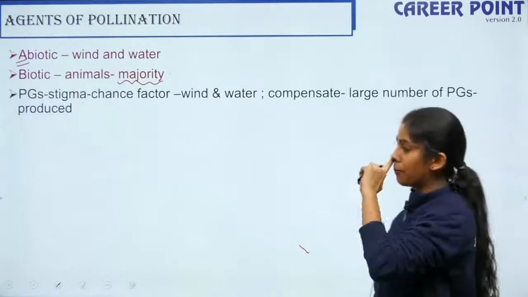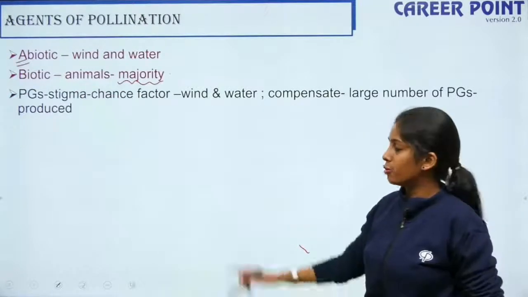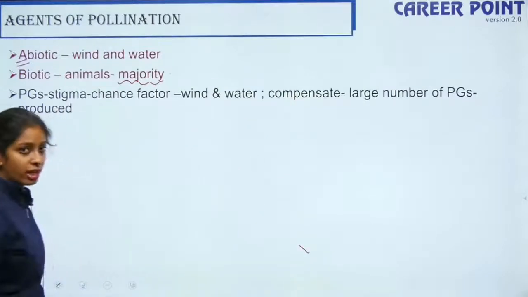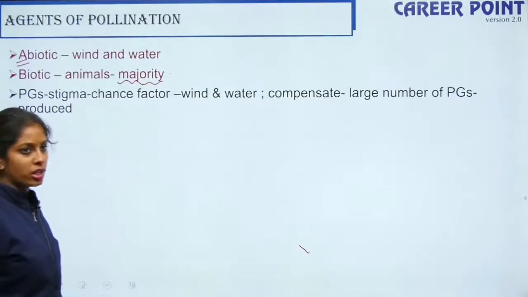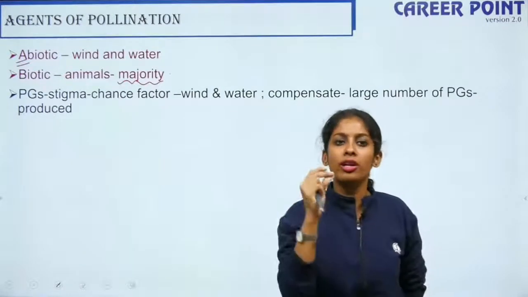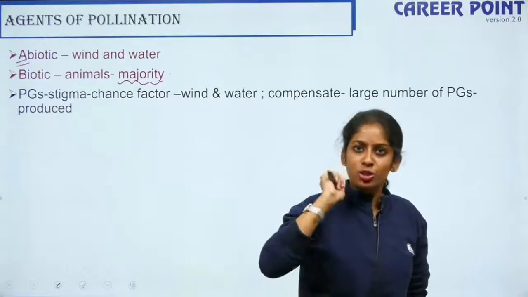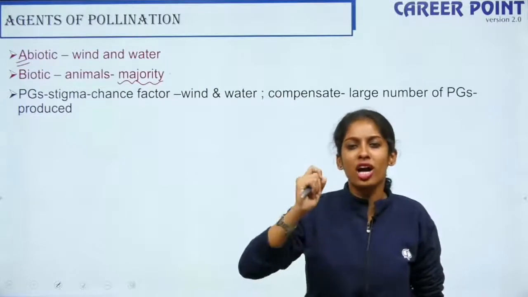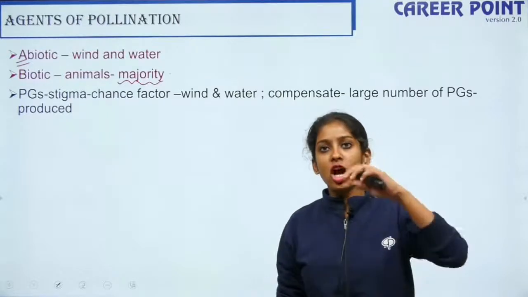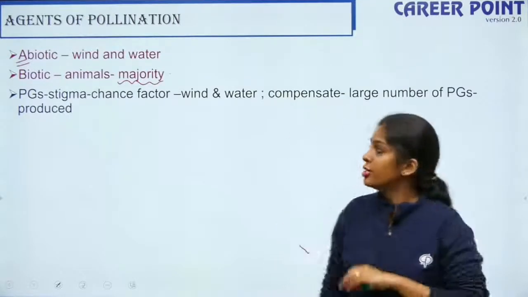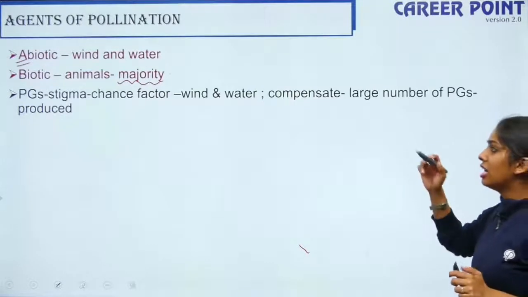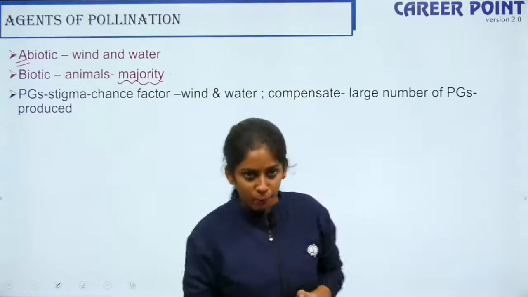Pollen grains have to reach the stigma, and this is a chance factor in case of your wind and water. Wind and water go at a very great speed, and if at all the pollen grain is smart enough, it is carried through the wind. But there are high chances that the pollen grain is not properly carried by the wind and does not reach the exact destination. So that is why, to compensate this chance factor or probability, a large number of pollen grains are being produced.